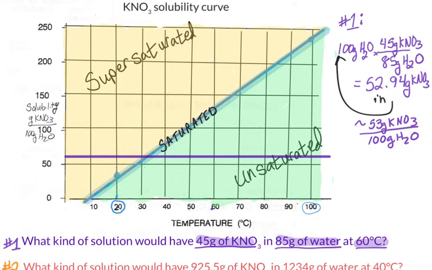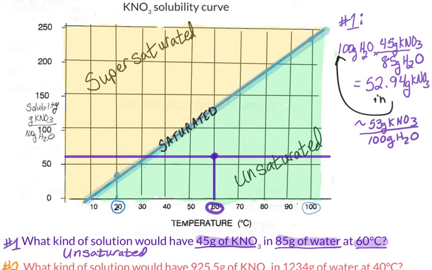So it is still the same ratio, but given that we have 100 grams of water so that we can compare it to the solubility curve. And now we go to the 60 degree temperature. We go up until we hit that concentration of about 53 grams of KNO3 per 100 grams of water, and we see that that is in the unsaturated region. And you can pause the video to try the next one.